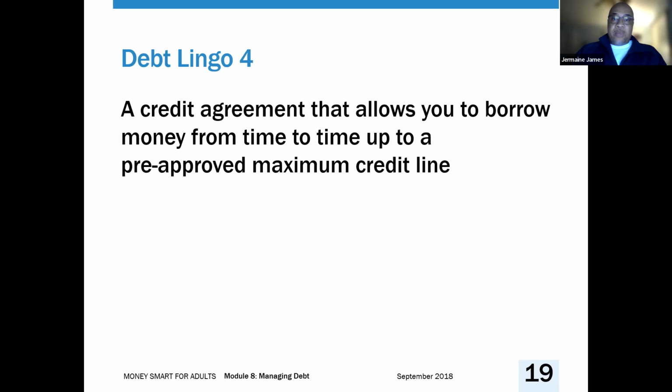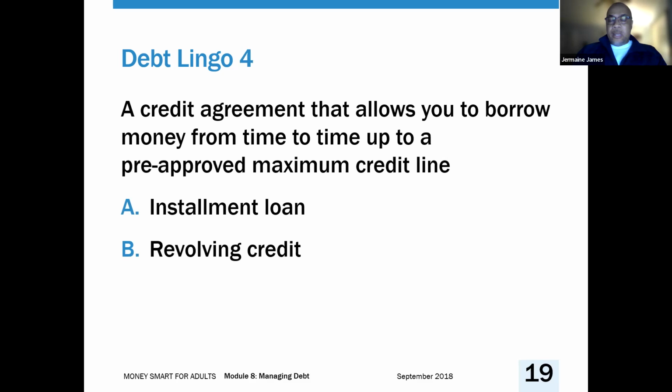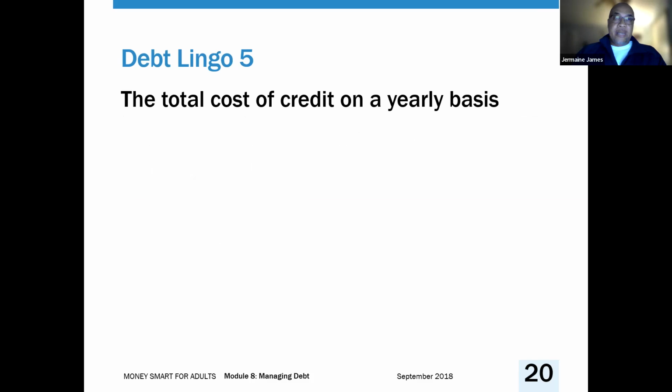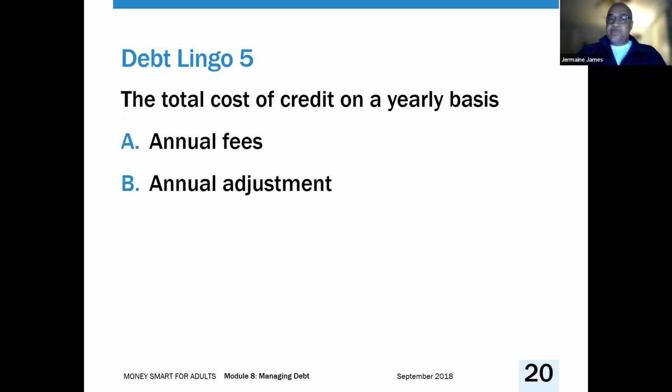Debt lingo: a credit agreement that allows you to borrow money from time to time up to a pre-approved maximum credit line. What is this? Is this an installment loan, revolving credit, or a lease agreement? Go ahead and select your answer for question number 4. Debt lingo number 5: the total cost of credit on a yearly basis. Is this annual fees, an annual adjustment, or the annual percentage rate? What is the total cost on a yearly basis?